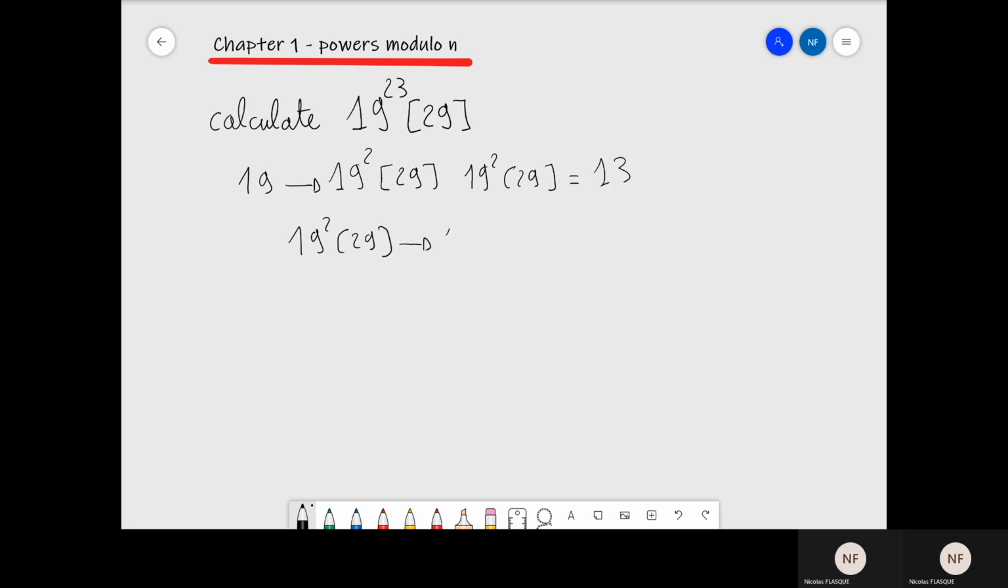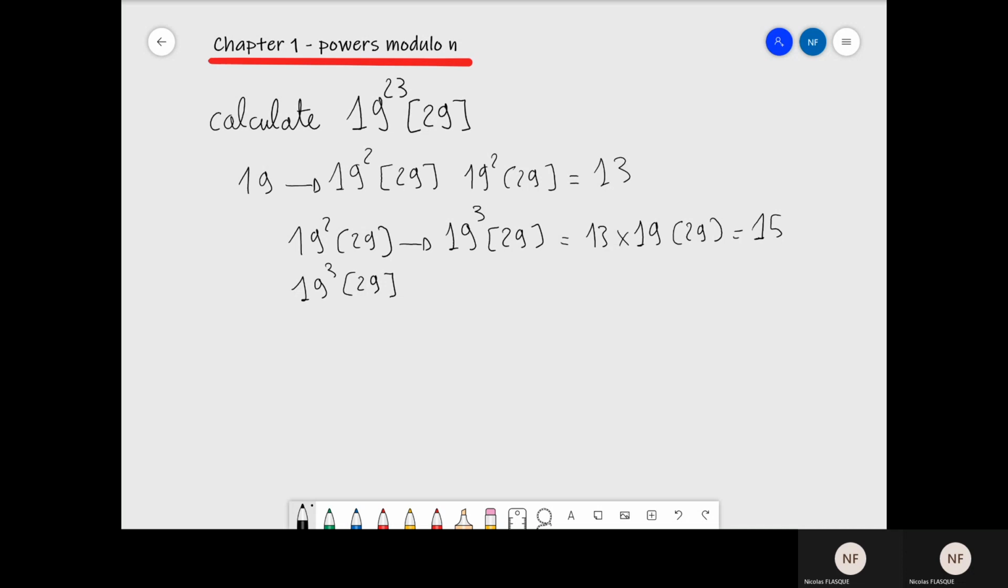We can now calculate 19 to the power of 3 modulo 29, which would be 13 times 19 modulo 29, which would give us 15. So we see that actually at each step of the calculation, applying modulo 29 will give us a number which is between 0 and 28 that would keep the calculation feasible for a computer or even a standard calculator. So let's go on for another steps.